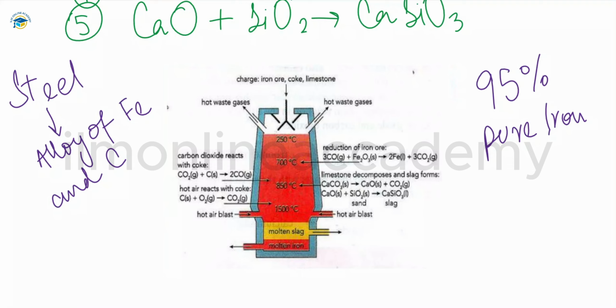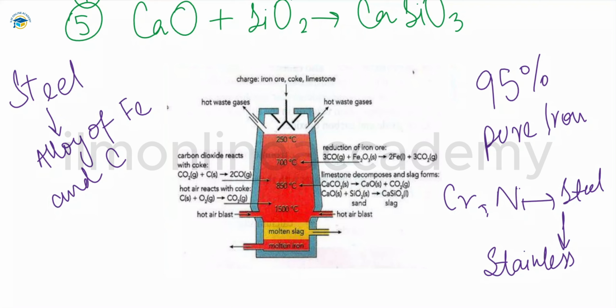We can also add some other transition metals, depending upon the type of steel you require. If chromium and nickel are added into the steel, then it forms stainless steel, and that stainless steel is used for so many various purposes because it is resistant to corrosion. So you can use it for cutlery also. An alloy is a mixture of metals, and a non-metal can also be present, depending on your requirement.